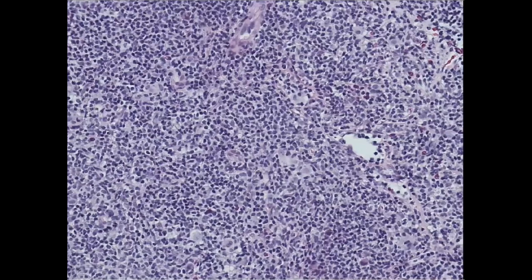From this power also, let's see this large cell. If you compare this cell with the small ones, yes, there is a big difference in size. And also this one, it has like multiple nuclei inside. So this can be considered a Reed-Sternberg cell, and we'll see it on higher power.